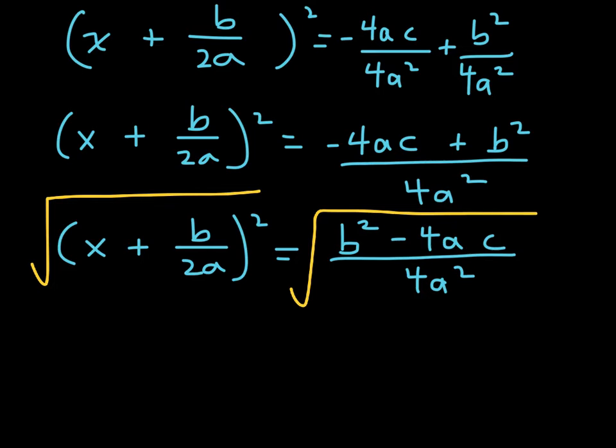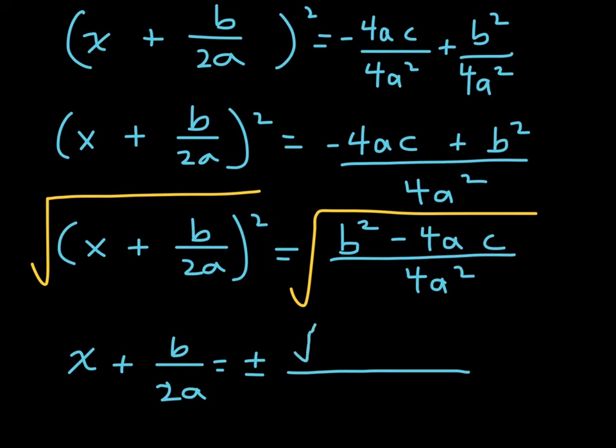Okay. Now the square root property on the left just gives you your radicand, x plus b over 2a. Now don't forget plus or minus symbol, right? And the quotient rule for radicals will allow me to rewrite this, instead of the square root of this quotient, as a quotient of square roots. So it'll be the square root of b squared minus 4ac in the numerator, and then the square root of 4a squared in the denominator.